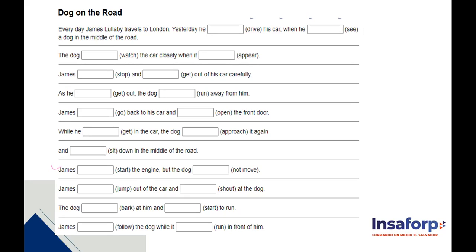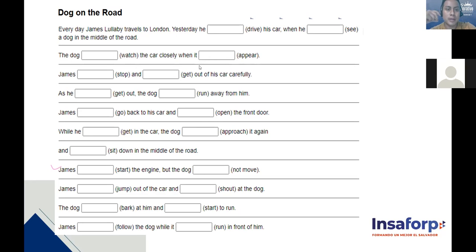What is the past of the next one? So if we have here, let's see, we have James jumped out of the car and we have shout, but shout is the present. How about the past? How do we say it if this is a regular verb? How do we say it? Shouted. Exactly. Shouted. Very good.